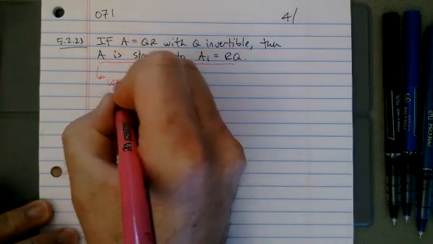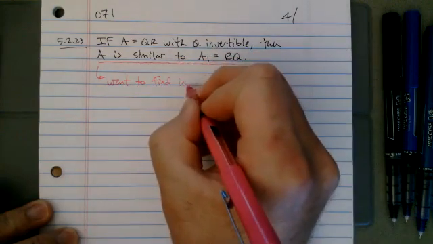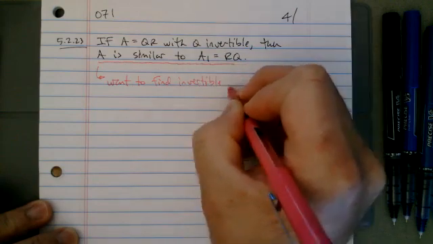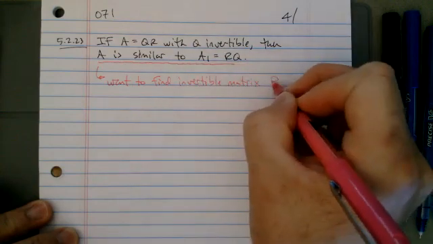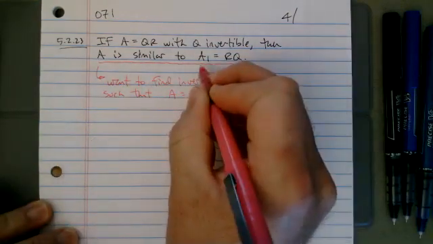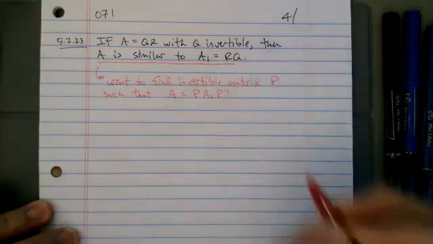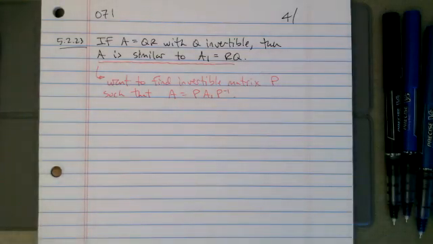So we want to find an invertible matrix P such that A is similar to A1. So A is equal to P times A1 times P inverse. That's what we want to show. If A is to be similar to A1, then we have to find an invertible matrix so that A is equal to P times A1 times P inverse.